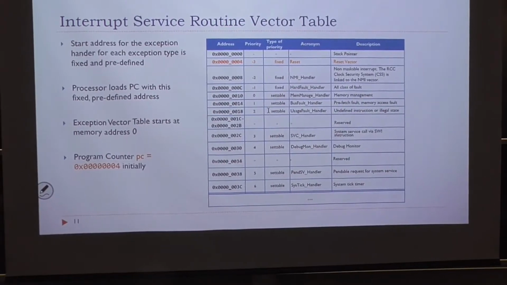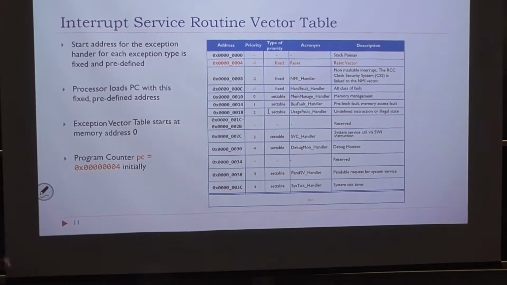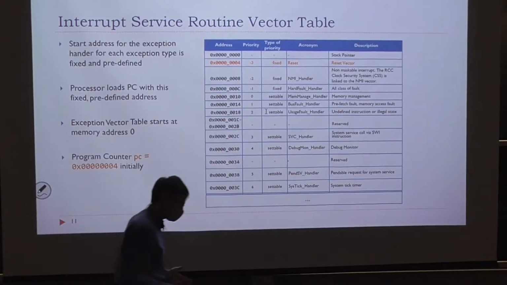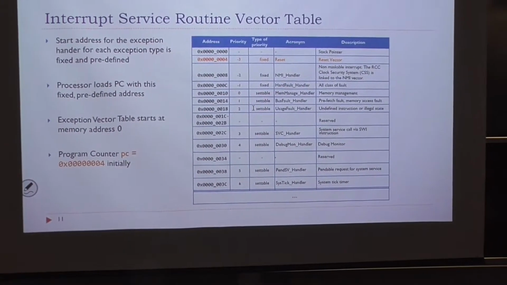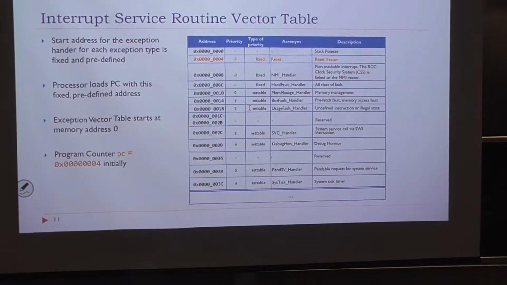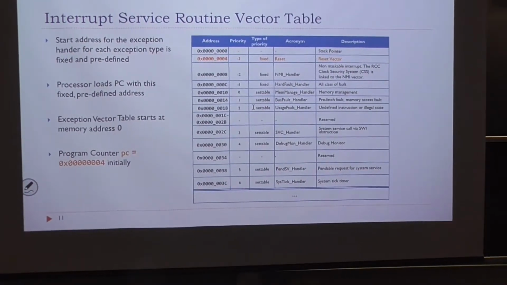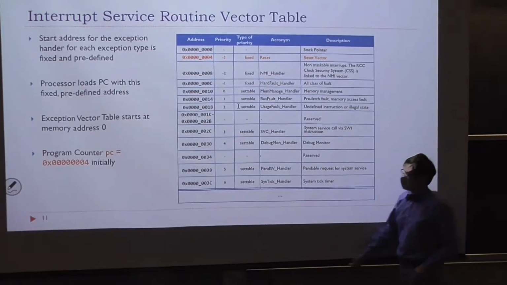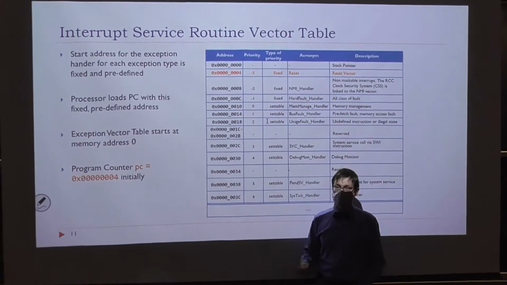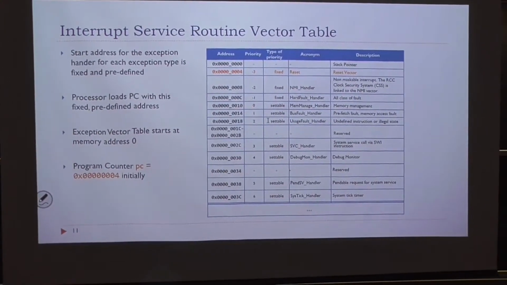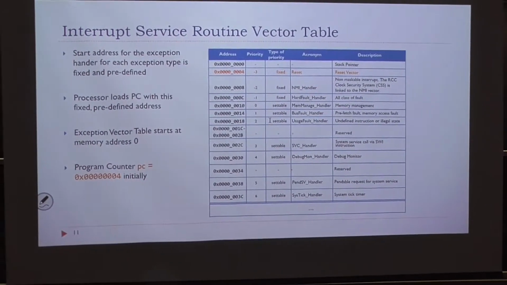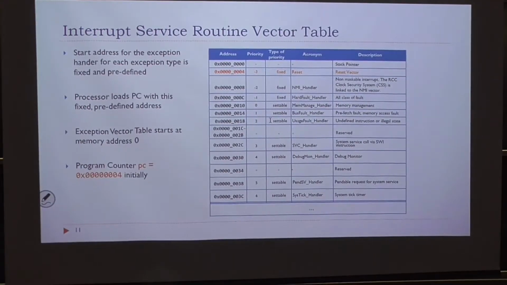So the interrupt service routine vector table doesn't just give you the memory addresses at which you'll find the interrupt service routines, although that is a critical function. It will also tell you what priority your interrupts have. So interrupt priority is actually not too difficult to understand.